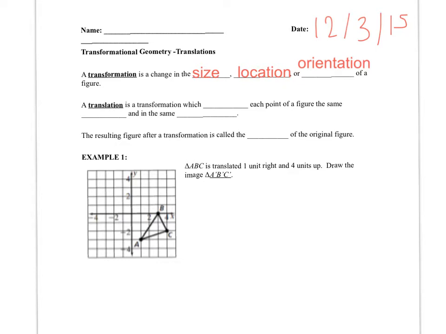So right now, we just did reflection. That didn't affect the size. It did change the location and maybe the orientation of the picture, but the size did not change. And the size is not going to change when we do our translation either. A translation is a transformation which slides each point of a figure the same distance in the same direction.